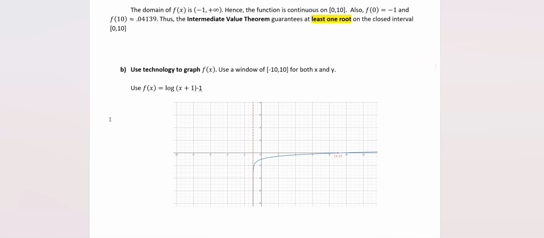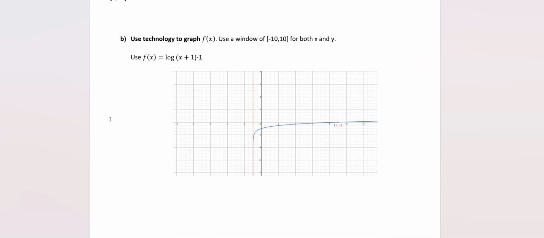Now, on part B, I actually provided a sketch with Desmos, and your function happens to be, in this case, one single piece after the value of -1. You can actually see here the root. As long as your function is continuous on, in this case, your interval from 0 to 10, and if it changes sign, in this case from negative to positive, then the intermediate value theorem guarantees at least one root.